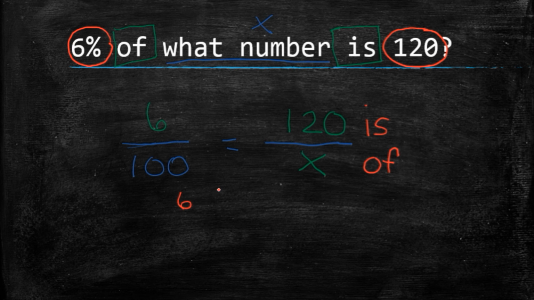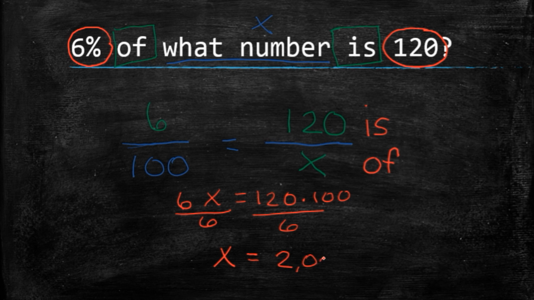You know that you're going to have 6x equals 120 multiplied by 100, and you divide that by the coefficient 6, and you would divide whatever the 120 times 100 is by 6 as well. Pause the video if you need a moment to solve this. And you should have the answer of 2,000. So 6% of 2,000 is 120.